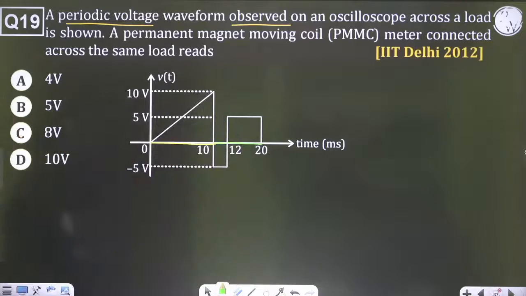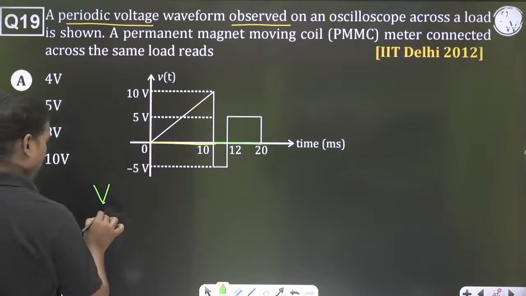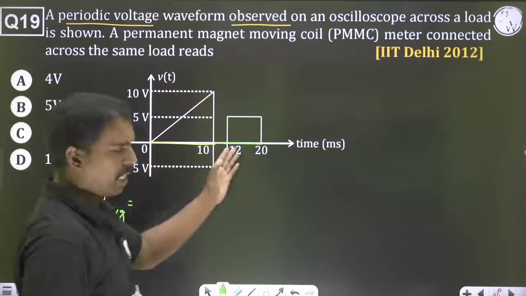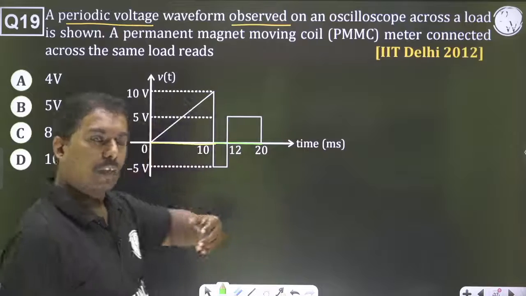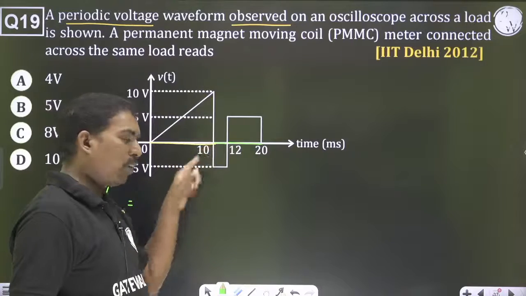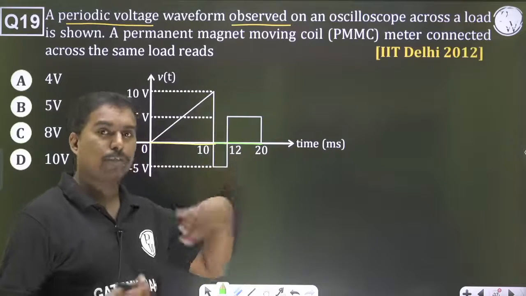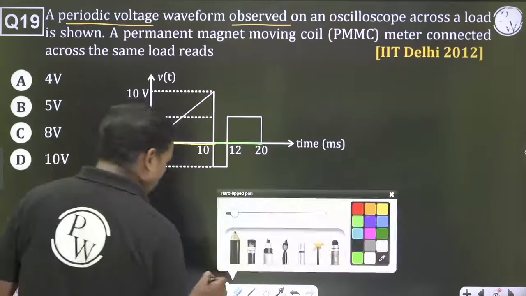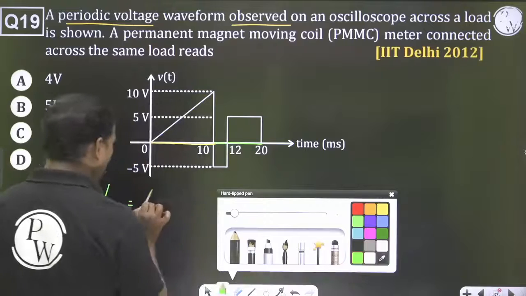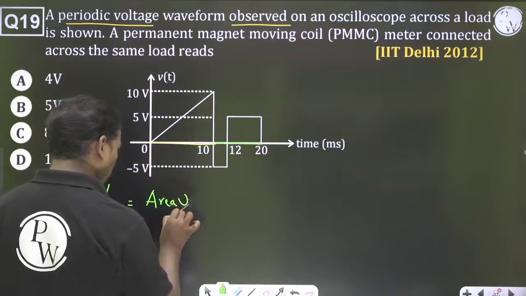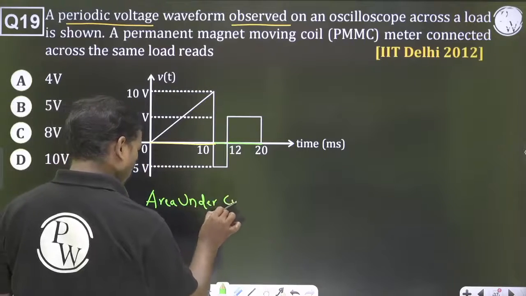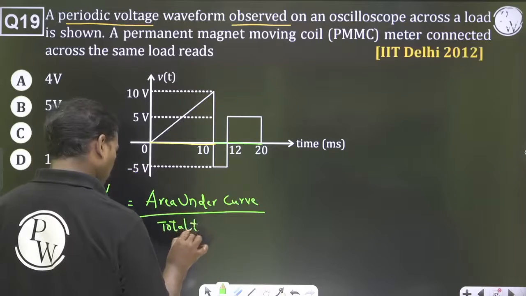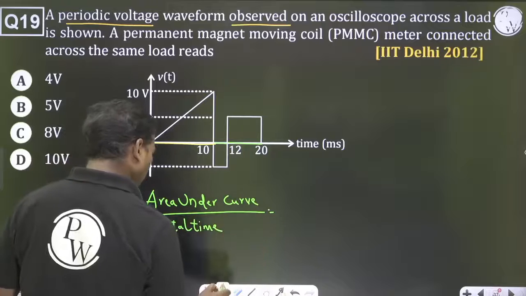So how to do it? V average we can calculate. There is a lengthy method, by taking the 0 to 10 waveform, 10 to 12 waveform, 12 to 20 waveform, and taking the average of it, which will take time. So we'll go for the simplest method, area under the curve by time. So what is the area under the curve, my dear?